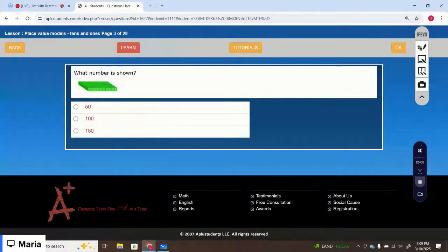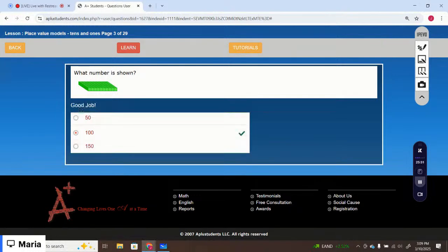What number is shown? So the one that we're on right now shows 100. You have 10 rows and 10 columns, so that represents 100. Option number 2 is the correct option.